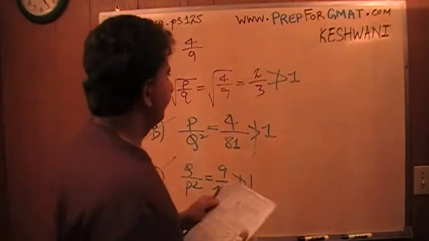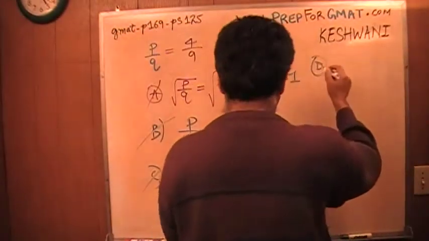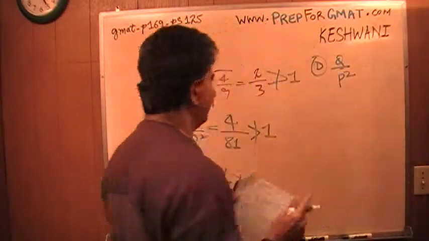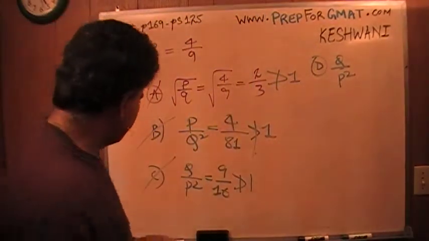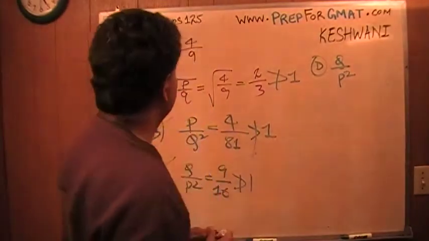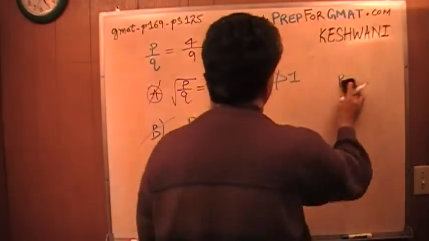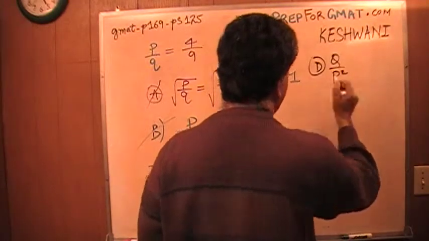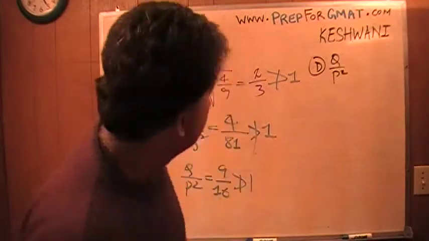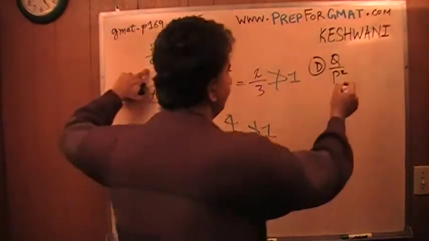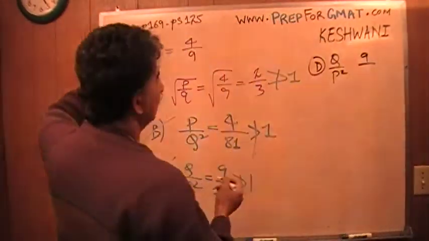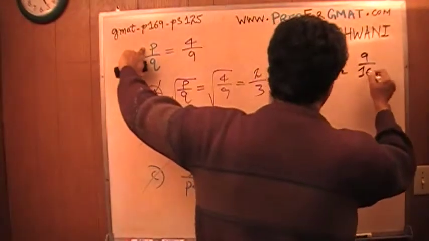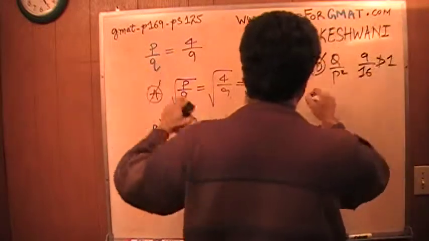Let's look at D. D says Q over P squared. Let's see what that boils down to. Let me change the color here. Q over P squared, I think it was. And my Q is 9, P squared will be 16, and that is not greater than 1. So that's not the answer.